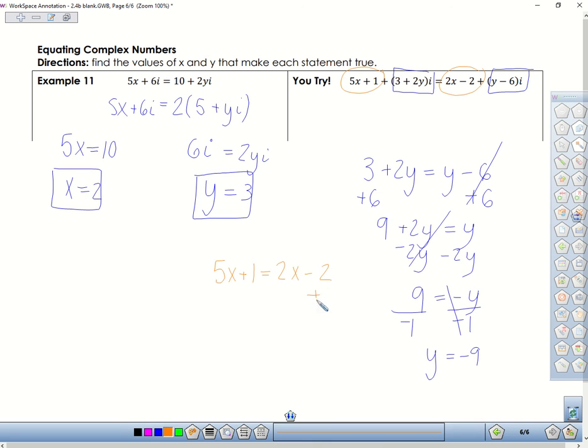So then over here, I could add 2 to both sides. That gives me 5x plus 3 is equal to 2x. I subtract 5x on both sides, which gives me 3 is equal to negative 3x, which means x is equal to negative 1.